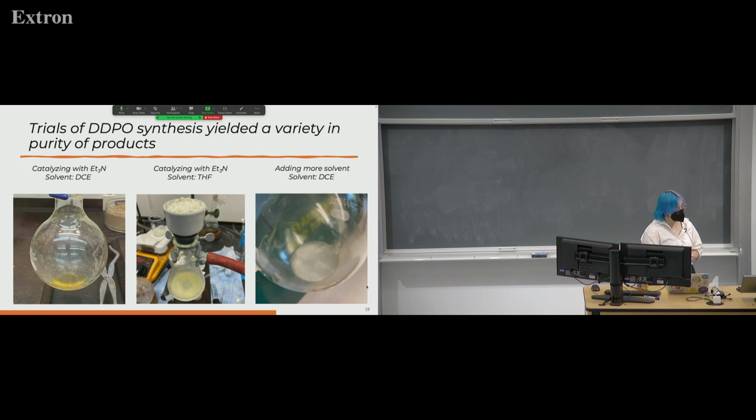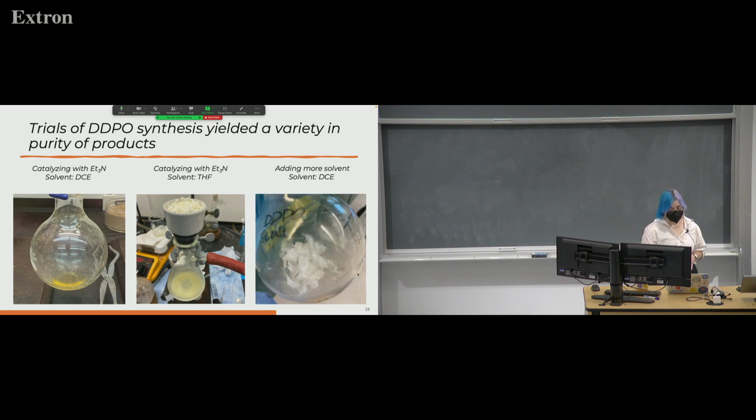So for this trial, I used no catalyst and just used more solvent, going back to the dichloroethane. And that ended up giving me this almost opaque white, still goop, but slightly better. And then upon drying it more on the Schlenk line, I was able to get these kind of flaky, crystal-y looking things, which seemed promising and a lot closer to a white crystalline solid than the yellow goop.